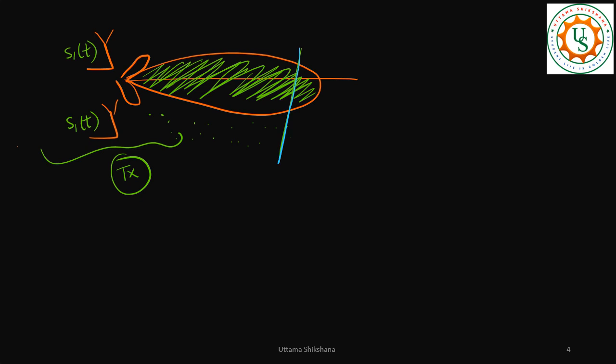So let me write it. There could be some buildings, and okay, let's say this is a building, and there could be some reflectors. So the signal would be reflecting, and we have scattering phenomena, reflectors, diffraction, all these things.